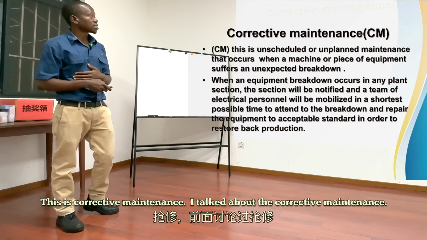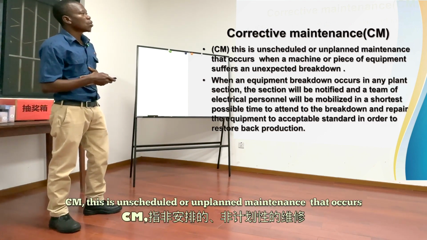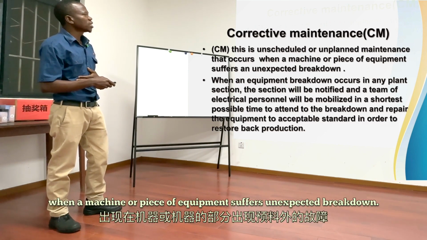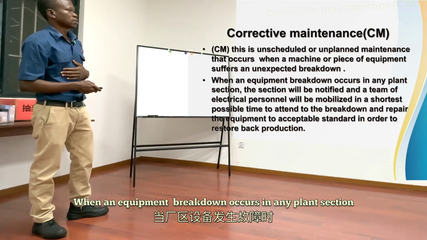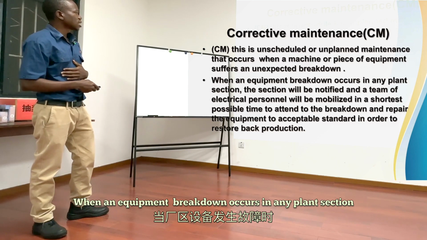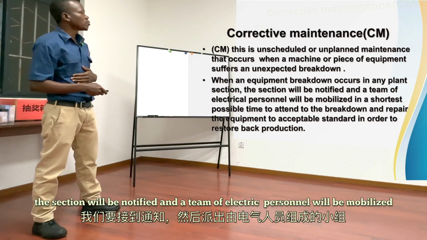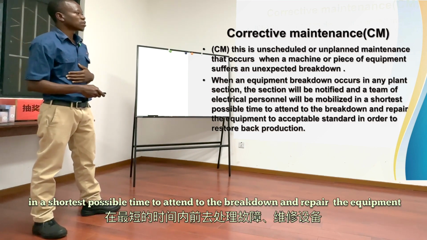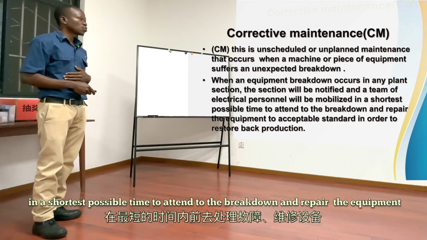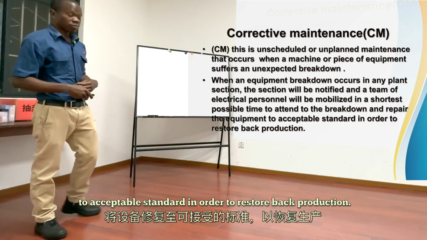This is corrective maintenance. I talked about corrective maintenance. CM is unscheduled or unplanned maintenance that occurs when a machine or piece of equipment suffers an unexpected breakdown. When an equipment breakdown occurs in any plant section, the section will be notified and a team of electrical personnel will be mobilized in the shortest possible time to attend to the breakdown and repair the equipment to acceptable standard in order to restore back production.